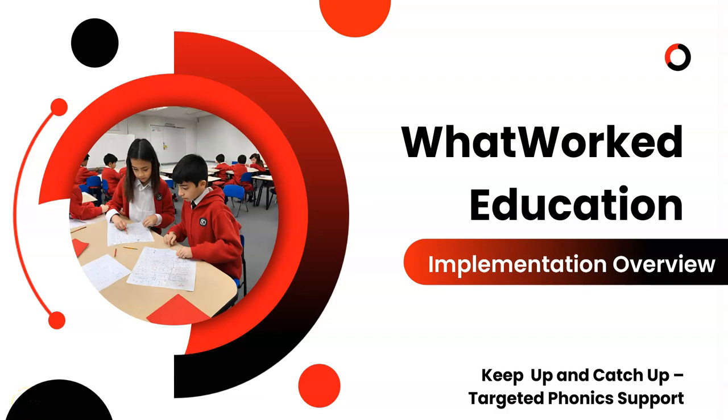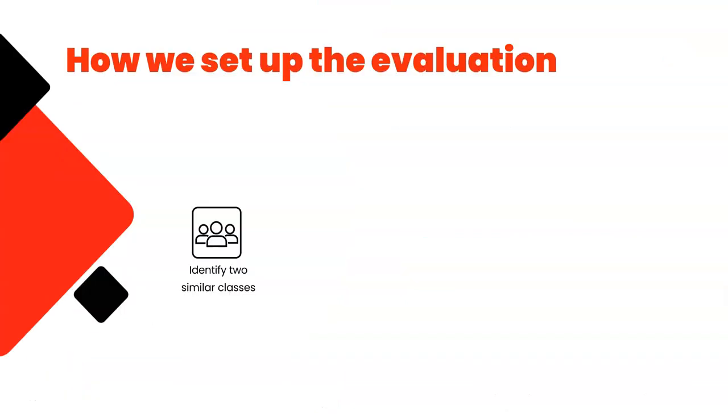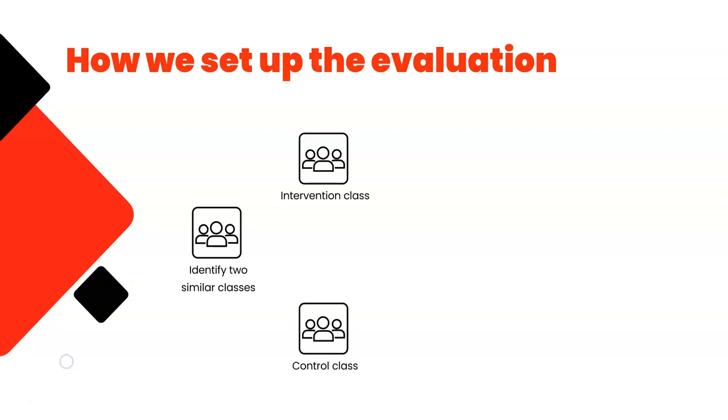Implementation overview for the Keep Up and Catch Up targeted phonics support. How we set up the evaluation. Identify two similar classes in the same year group. Use the What Worked Teachers platform to randomly allocate one of these to the intervention and one to the control.